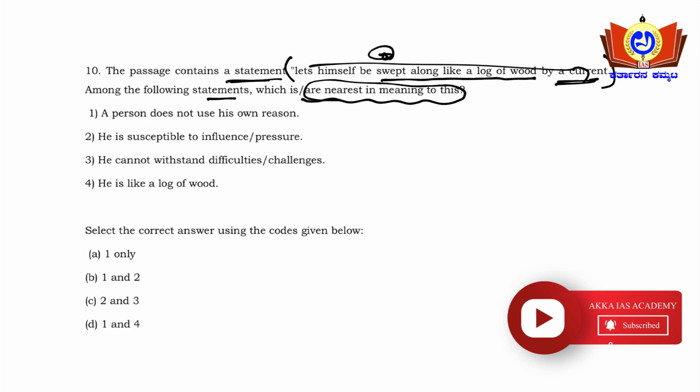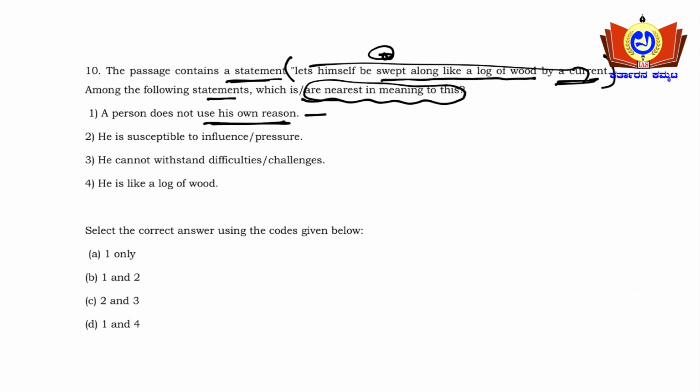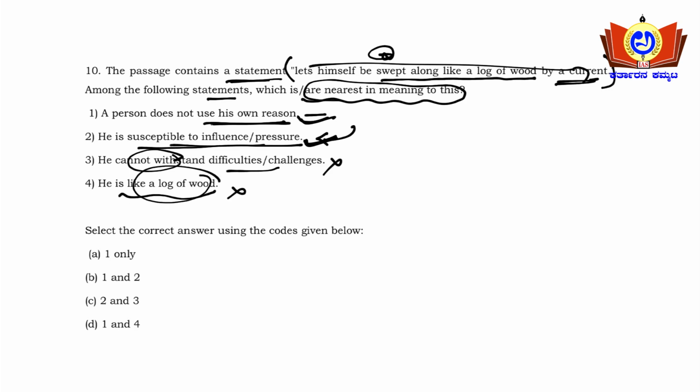A person does not use his own reason. Yes, this is right. He is susceptible to influence and pressure. Yes, this is also right. If at all he is not using his own reason, he is under influence. He cannot withstand, no, this is wrong. He cannot withstand, he is like a log of wood. No, actually it's a relative term, hence these two options can be eliminated. 1 and 2 are correct, and option B is the right answer, my dear friends.